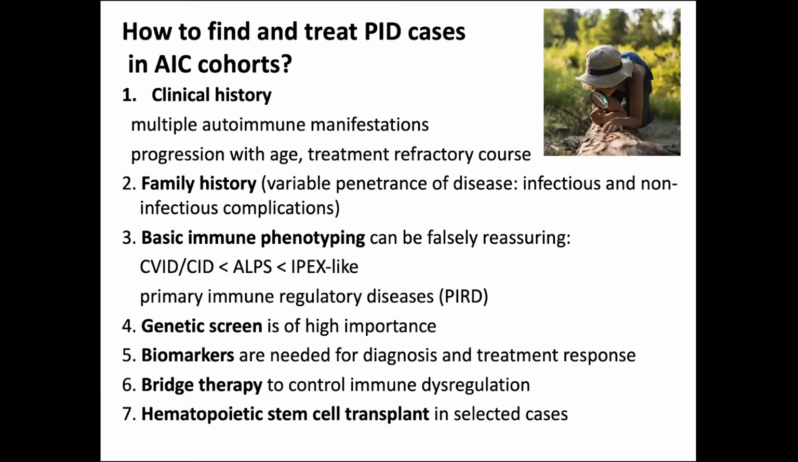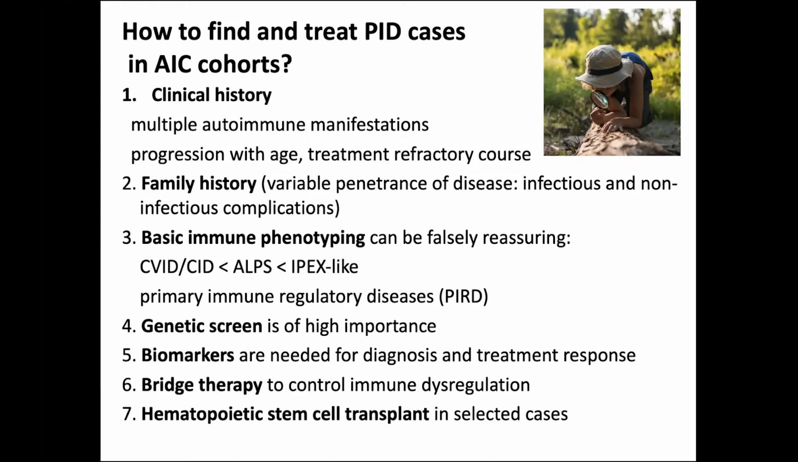If you think of these patients, you really have to consider their clinical history. Most of the time, as I mentioned, cytopenia is not coming alone. There are multiple other autoimmune manifestations that can occur in the patient's clinical history. And most of the time, the cytopenias progress with age, and they have a treatment refractory course. Those who have immunodeficiency underlying the cytopenias also tend to have family history. Although the penetrance could be variable, some of the family members can have milder disease, whereas others could have more severe disease. And that could apply to both the infectious and non-infectious complications.